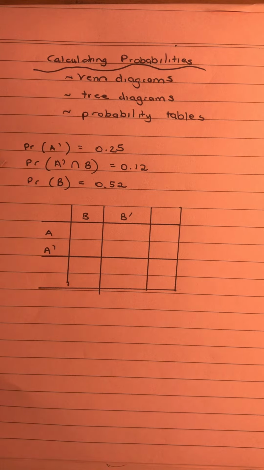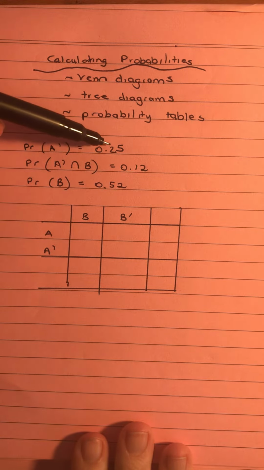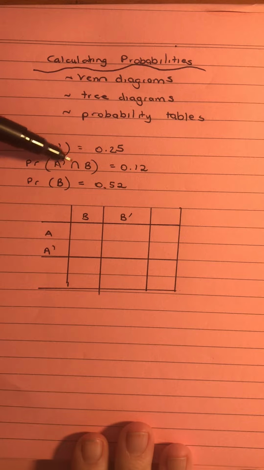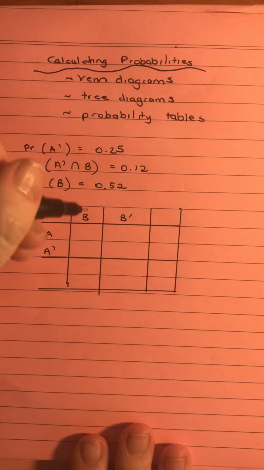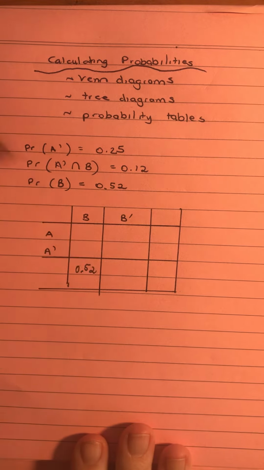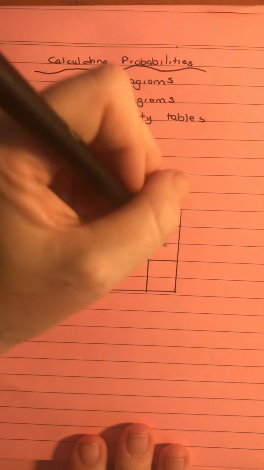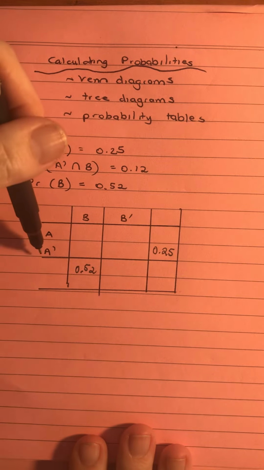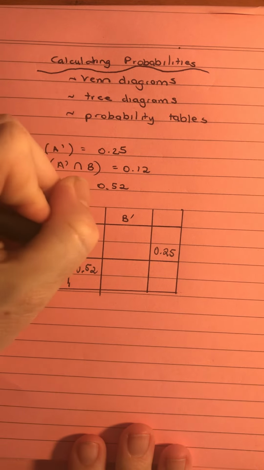out the missing pieces. So we've got the probability of A' is equal to 0.25. The probability of A' and B is 0.12, and the probability of B is 0.52. So if I've got the probability of B, I'm looking at the total for that column. So I'm going to write my 0.52 in. I've got my probability of A', so that's the total of that row, which is going to be 0.25. And then I've got the probability of A' and B, so that's going to go here, which is 0.12.